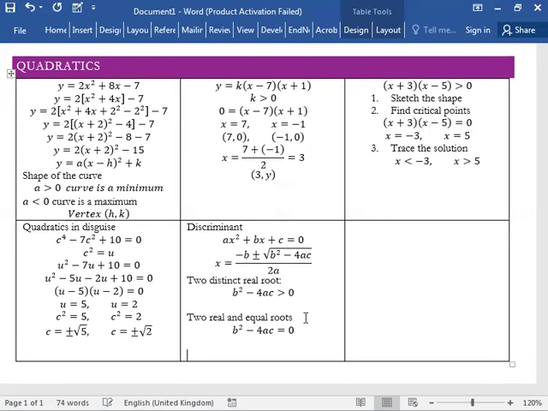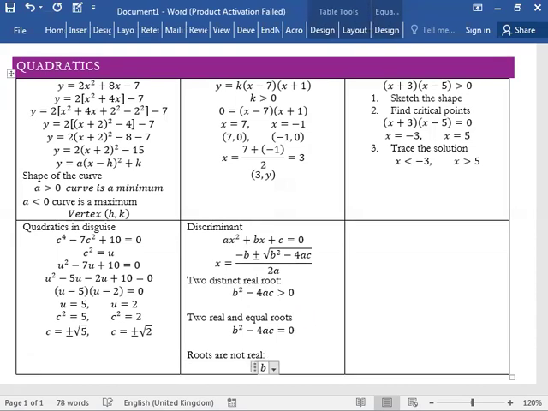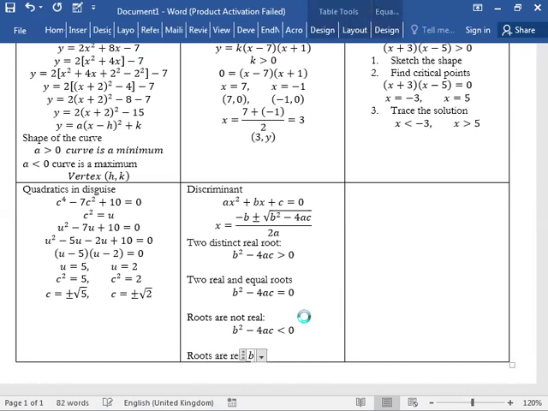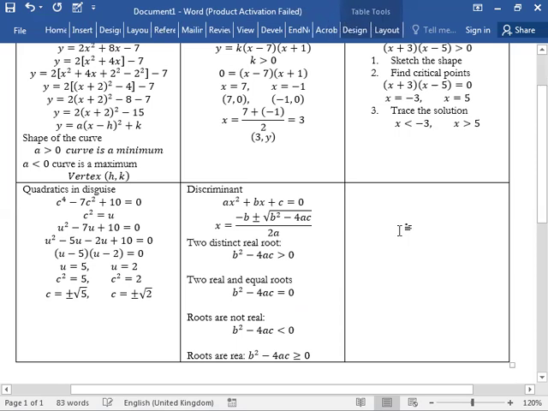And the third is if we know that roots are not real, then what do we say? That b square minus 4ac is less than 0. And if roots are real, that is all that we know, then b square minus 4ac is greater than or equal to 0. Is this clear?